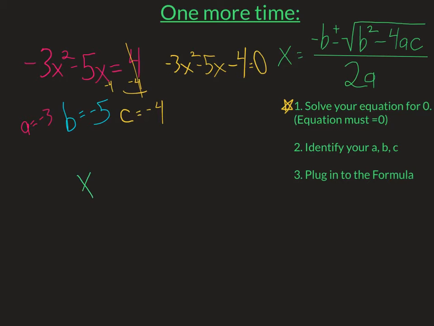Let's plug into our formula. And all I'm doing here is I'm just filling in what goes around it. Okay, so it's a -b. So since my b is -5, it needs to be +5 plus or minus the square root of b squared.